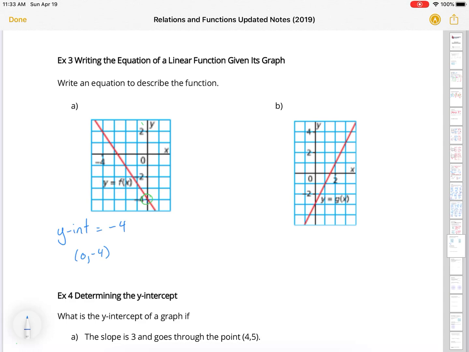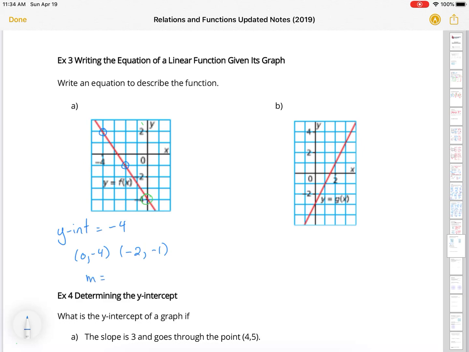So I have my 1 point here, which is (0, -4). And I note it also goes through over here. It also goes through here. So it doesn't matter which one of those we use. So let's use this point here. That is (-2, -1). Now using those, I can figure out my slope.